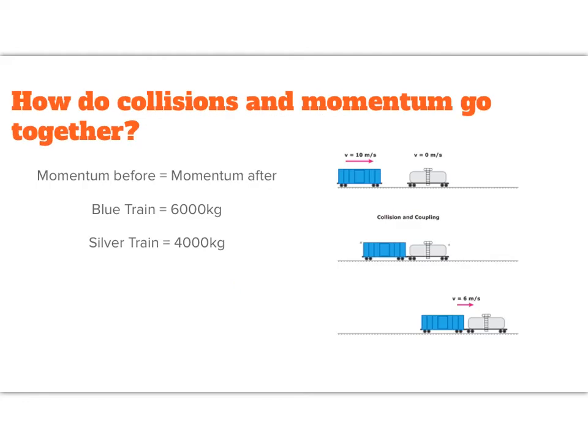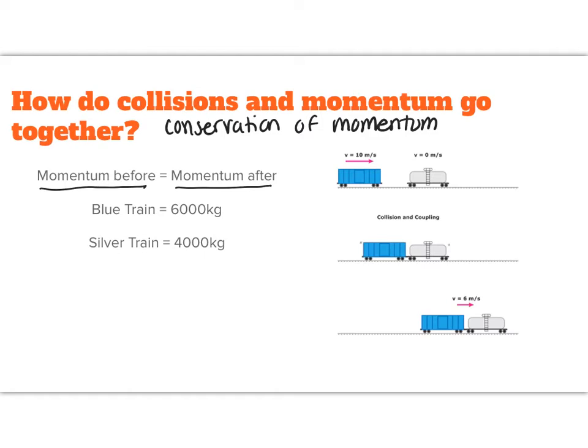Now, how can we tie in collisions and momentum? Well, we can do this with one of our really important physics concepts, which is the conservation of momentum. And in a few weeks, you are going to see this similar concept when we talk about energy. Now, the conservation of momentum is just saying, in a perfect situation, all my momentum before is equal to all my momentum after. Okay, so let's look at this example, and I'm going to prove why this always happens.